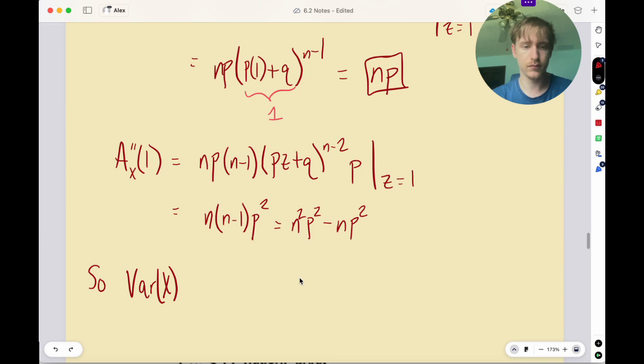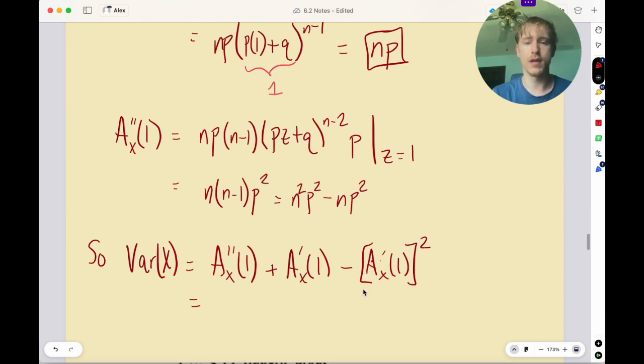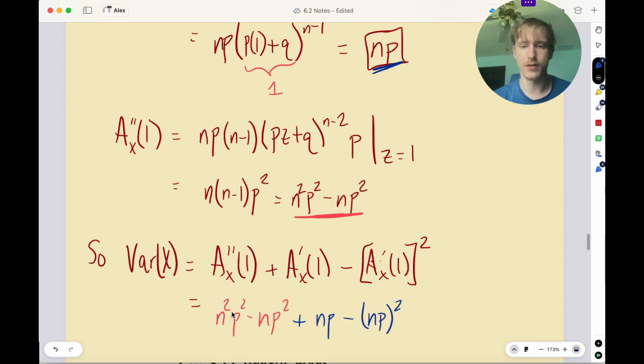is, let's see, that's going to be A_X double prime of 1 plus A_X prime of 1 minus A_X prime of 1 squared, which if we plug everything in, we get that this is equal to n squared p squared minus np squared plus np minus np squared.